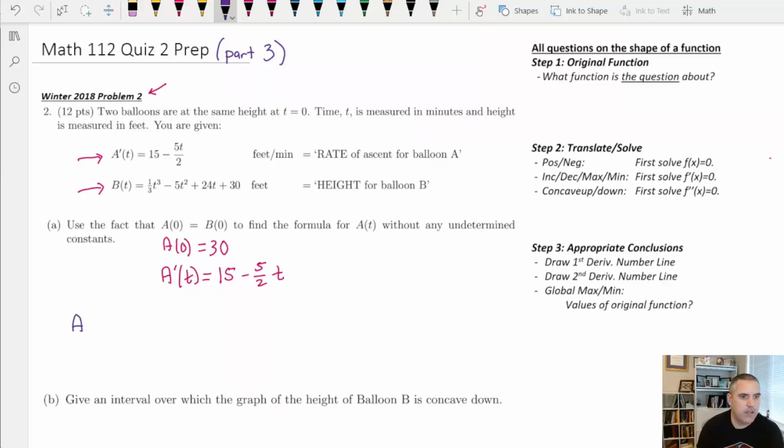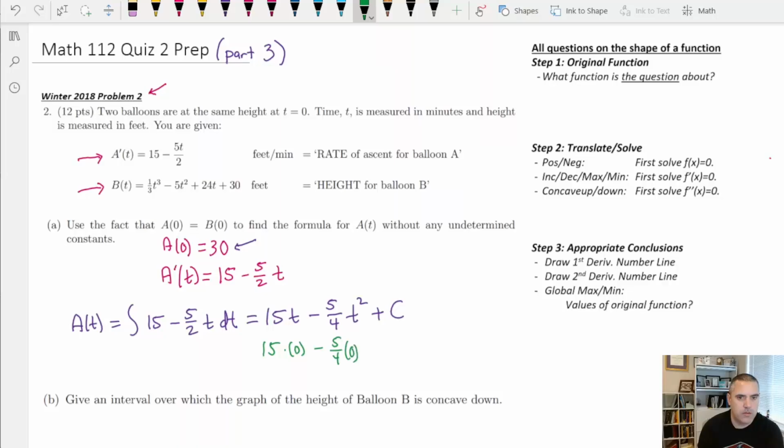So here we go. So we say A of t is the integral of 15 minus 5 halves t. You don't even have to write that, but you need to know that you're doing an antiderivative. So 15t minus the power goes up, so it becomes 5 fourths because there's going to be a 1/2 t squared plus c. Then we plug in our initial condition. So our initial condition is that this will come out to be 30 when I plug in 0. So let's do that. So 15 times 0 minus 5 fourths, 0 squared plus c is 30.